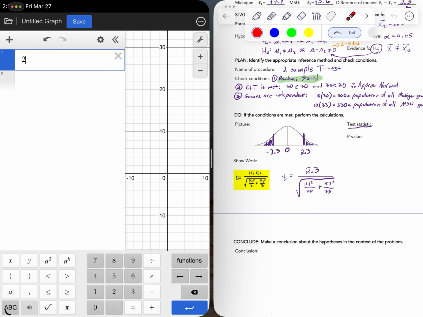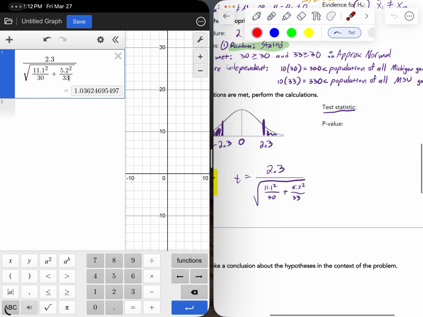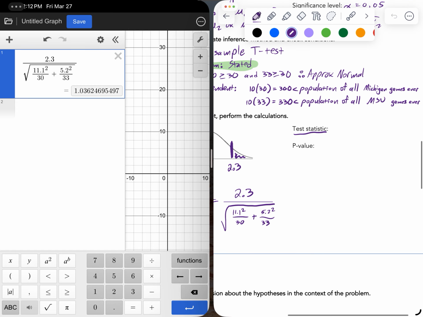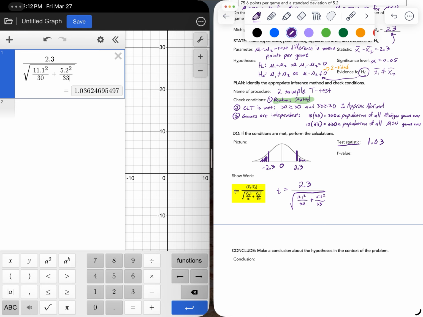So to do it by hand, it's just 2.3 divided by the square root of 11.1 squared divided by 30 plus 5.2 squared divided by 33. Voila, look at that. So that is going to be my test statistic, 1.03. Okay, so there you have it.